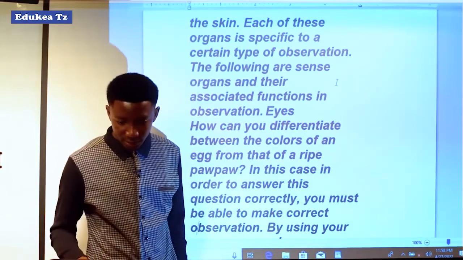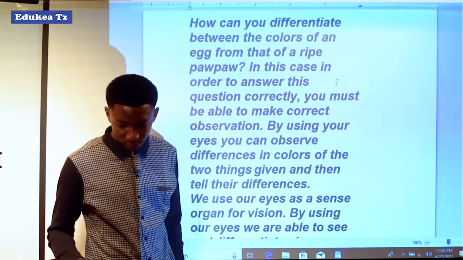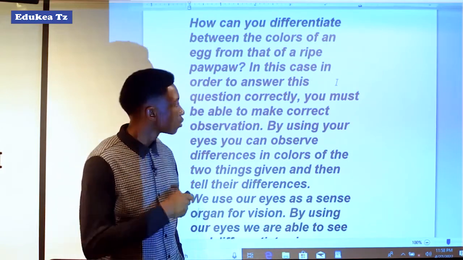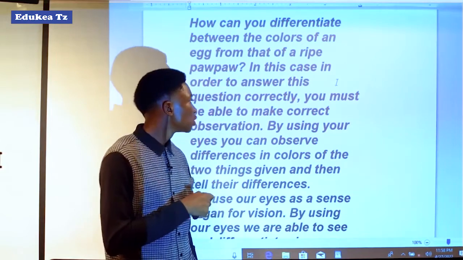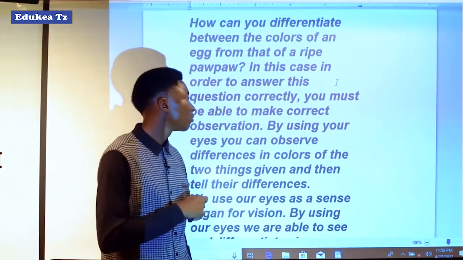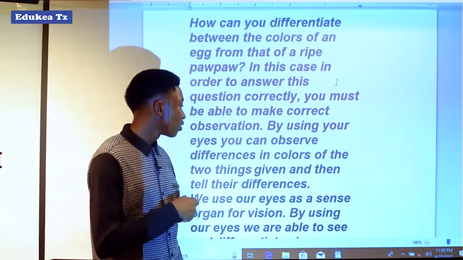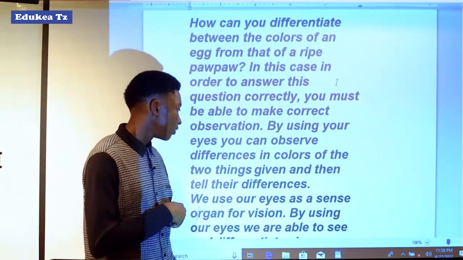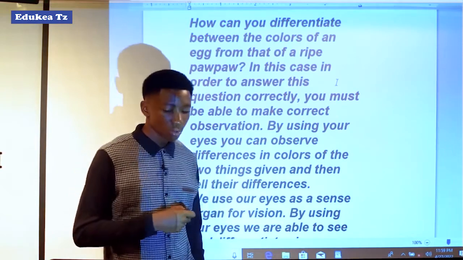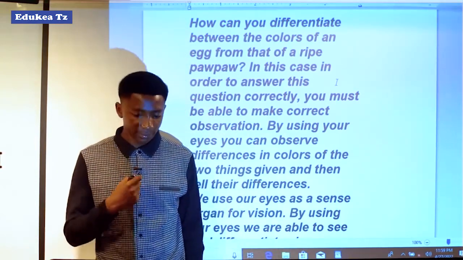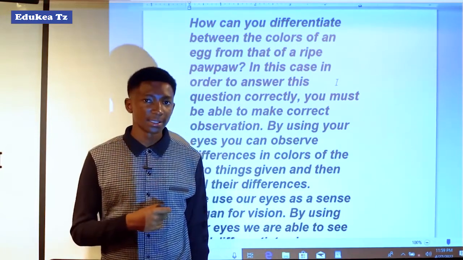Let's proceed. In this case, in order to answer the question correctly, you must be able to make correct observation. By using your eyes, you can observe differences in colors of the two things given, and then tell the differences. So we still stay with the ears and the eyes.